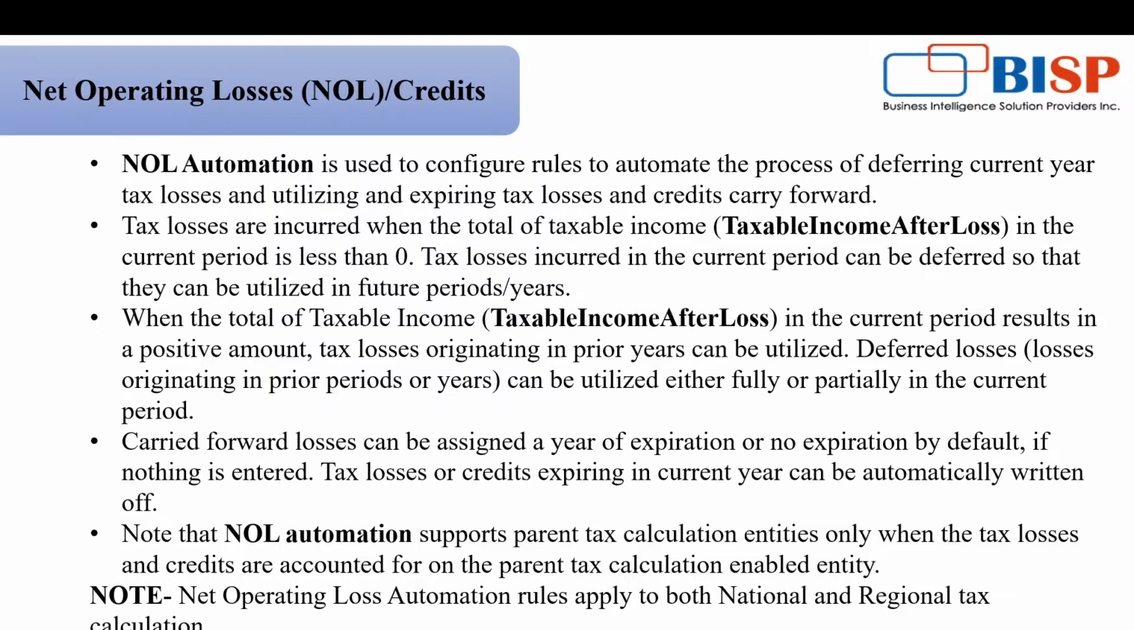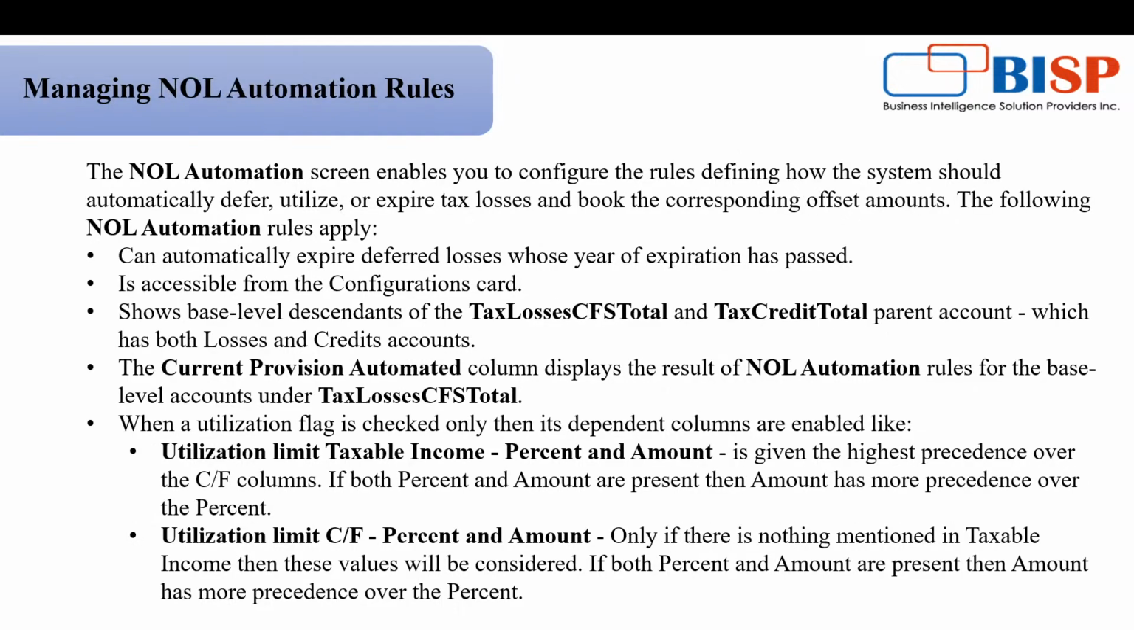So here we can take an example. If the taxable income after loss is negative 35,000, you can define a rule to defer that, the carry forward up to 35,000, so the current tax payable becomes 0, right? So the defer percentage is 100%, right? We are going to see that in the application itself.